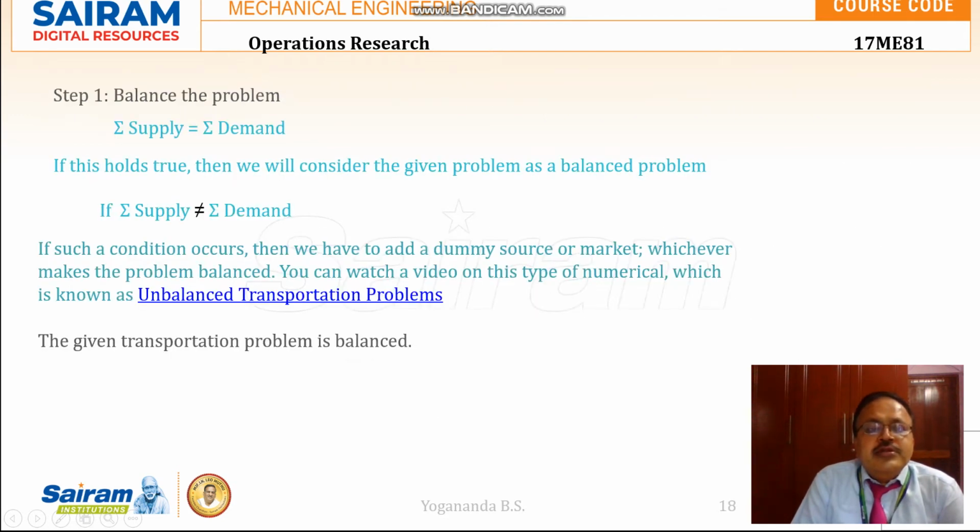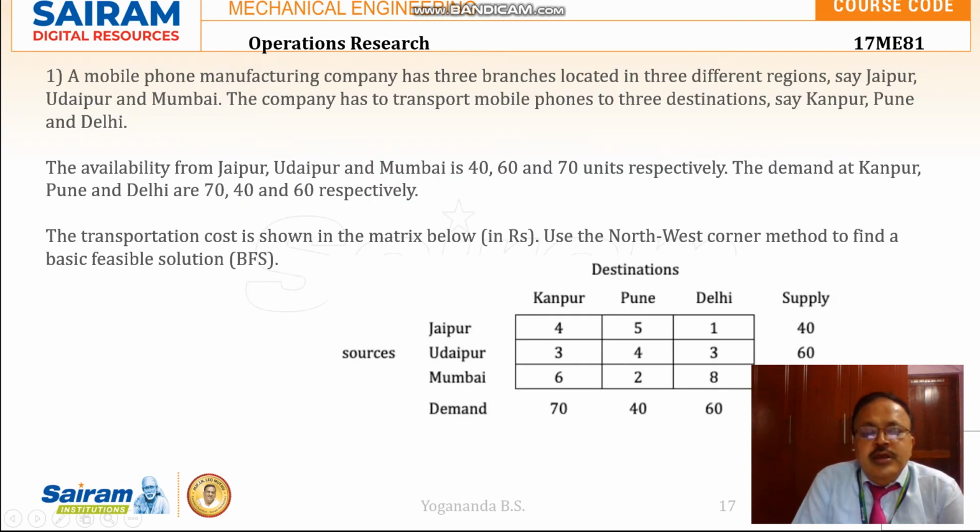So the first step is to balance the problem, to check whether the summation of supply is equal to the summation of demand. If this holds true, then we consider the problem a balanced one. So here the summation of demand comes to 170. The summation of supplies also comes to 170.